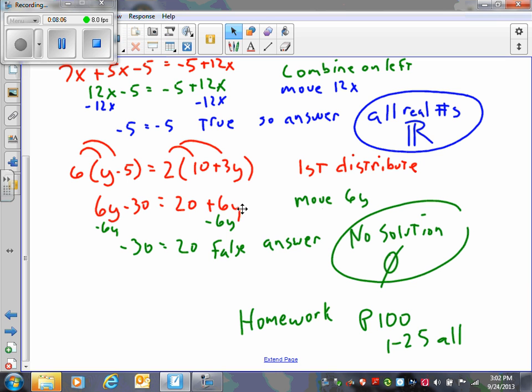Doesn't matter which 6y I move, they're both the same. I'm going to cancel them out by doing minus 6y. So 6y on this side, 6y on this side, they both go away. I have minus 30 equals 20. That is false. So the answer is there is no solution. A shorthand way to write that is a circle with a diagonal slash through it.